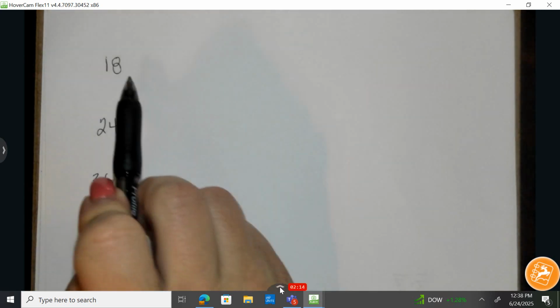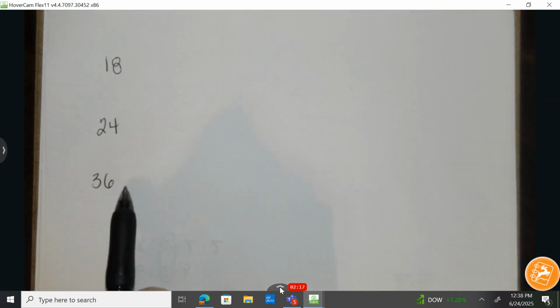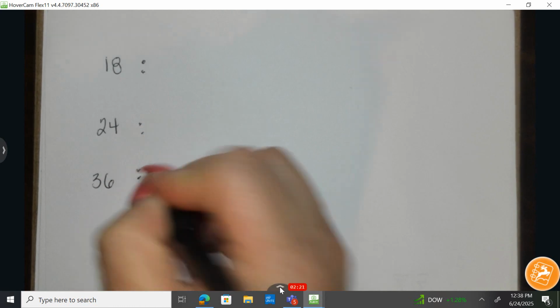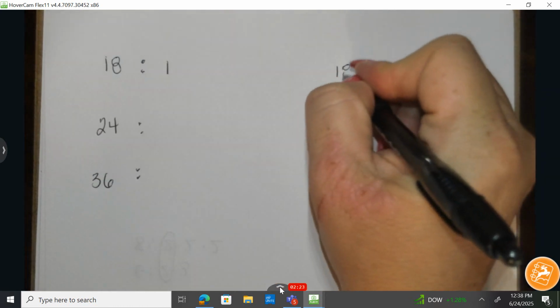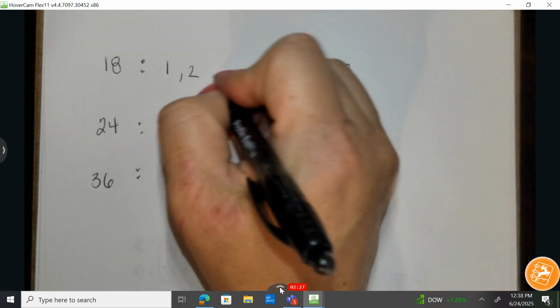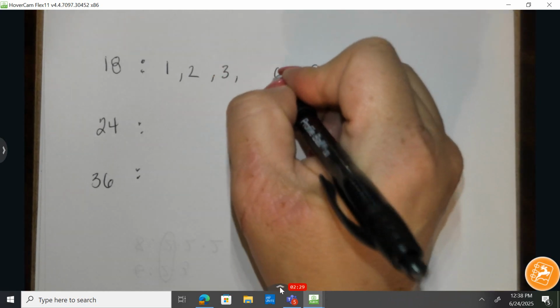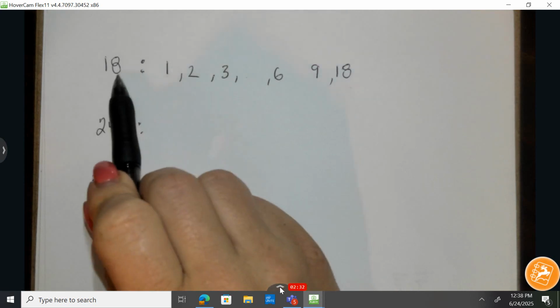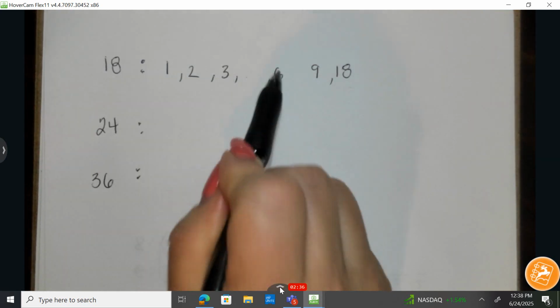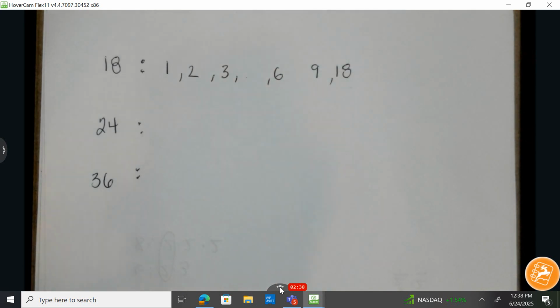I'm going to start by listing the factors of 18, 24, and 36. 1 times 18 is 18. 2 times 9 is 18. 3 times 6 is 18. 4 does not evenly divide into 18. Neither does 5. And there's no other whole numbers between 3 and 6.